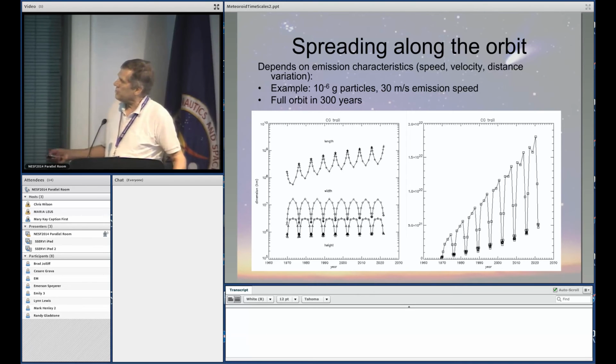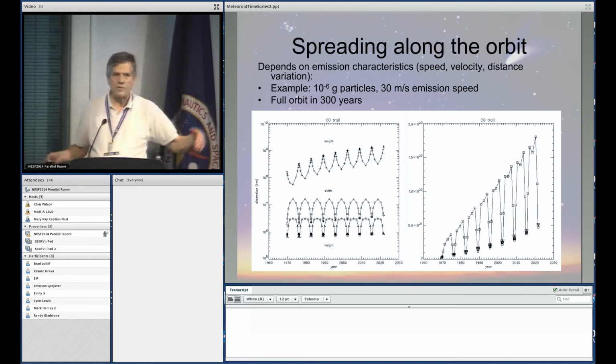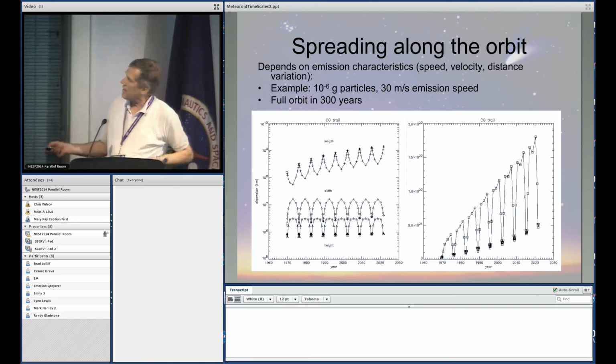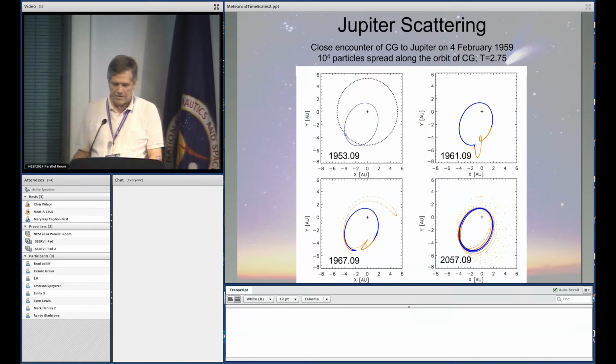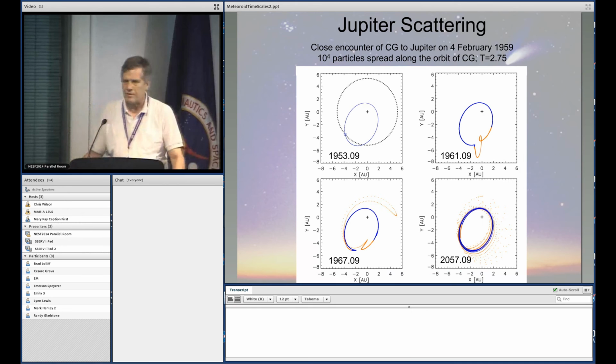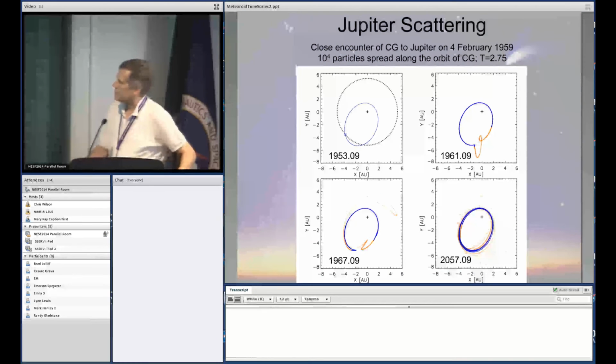Now the volume of such a stream is increasing with time, oscillating again, until the full orbit is filled, and then only oscillation happens. And that occurs under these conditions within a few hundred years. Then the dust has filled the ring around the orbit of the parent comet.